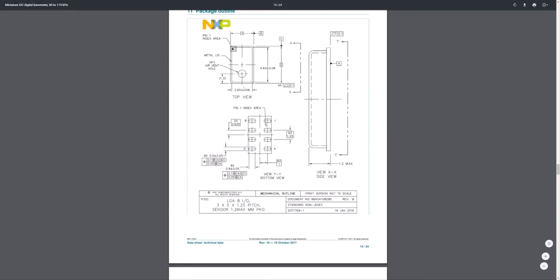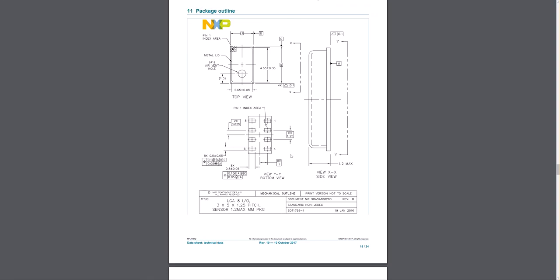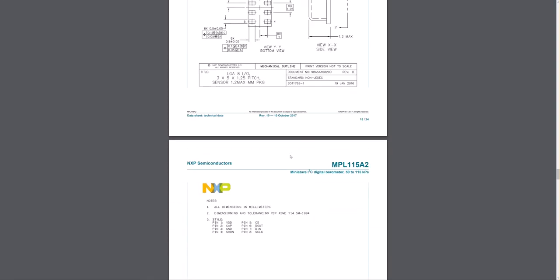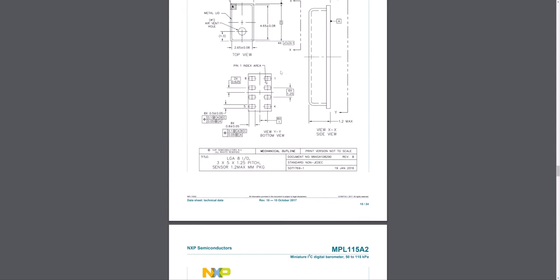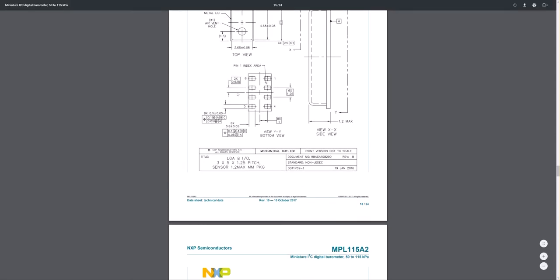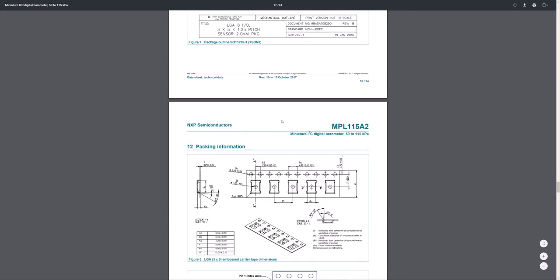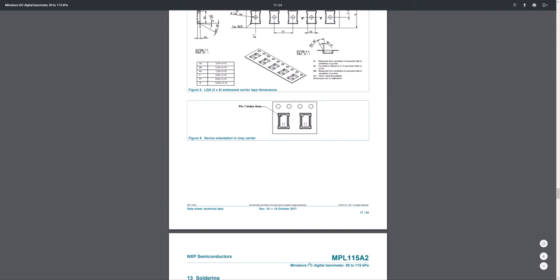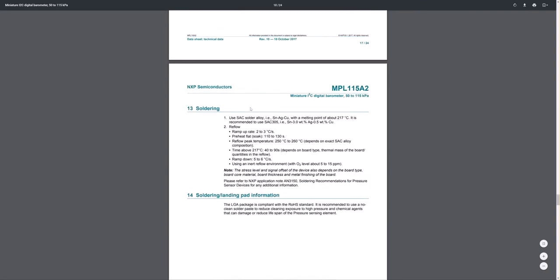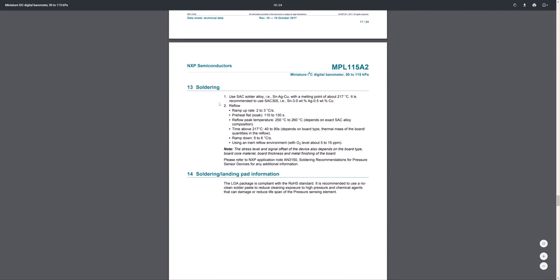And then basically we get into the mechanical schematic, which is of course something you need if you were making a footprint for this. So you could use this diagram right here to create a footprint so that you could actually assemble PC boards for this. And then this is just showing how it's packaged. And then soldering, it's telling you basically what kind of solder is recommended.